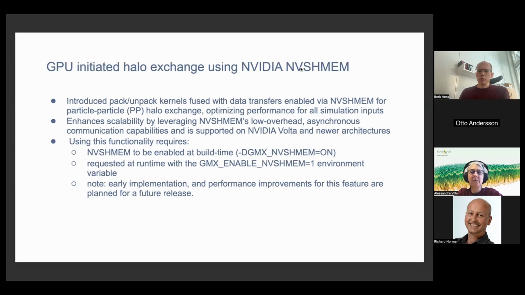Currently, this version just got in before the release. So the gain is rather modest in the current state, but it can be used. For that, you need to build with NVSHMEM enabled, and you need to set an environment variable at runtime to enable this. So we expect much bigger performance improvements in the future, also as the hardware evolves, but especially as the code improves here. But this can be tried now.